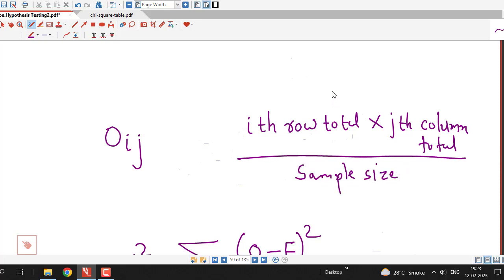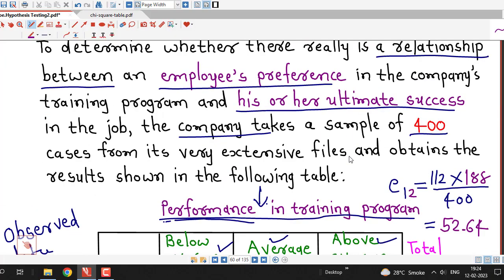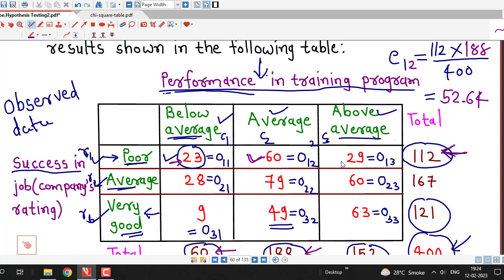This will be the formula for calculating the expected frequency corresponding to this observed frequency, which is in ith row and jth column. Because this is in ith row, we are considering the row total corresponding to ith row. Because it is in jth column, we are considering the jth column total and dividing by sample size. Remember this formula, and in this way I have calculated all the expected frequencies.